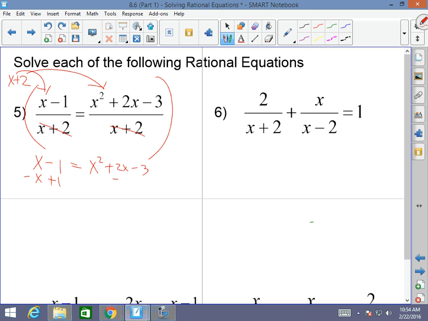Subtract the x, add the 1. So I got 0 equals x squared plus x minus 2. Go ahead and factor.